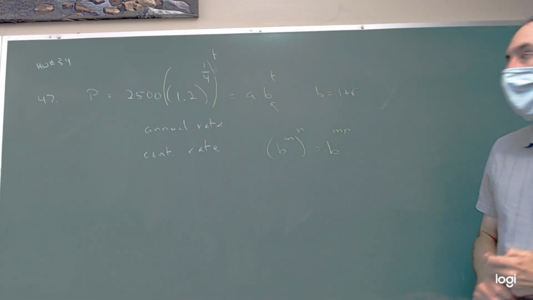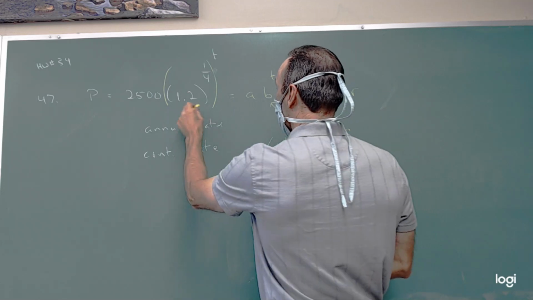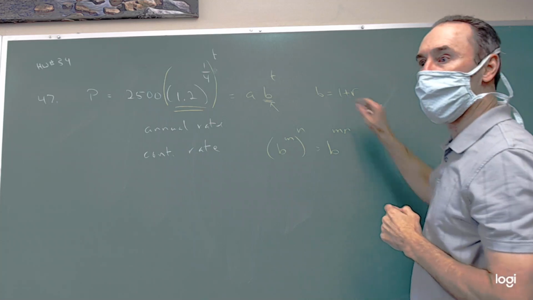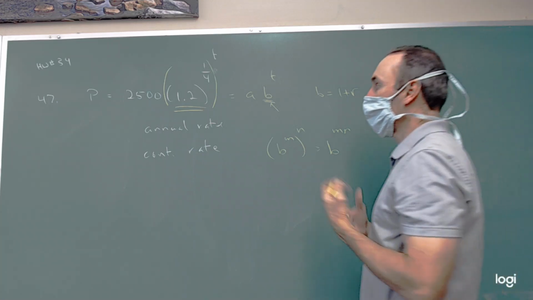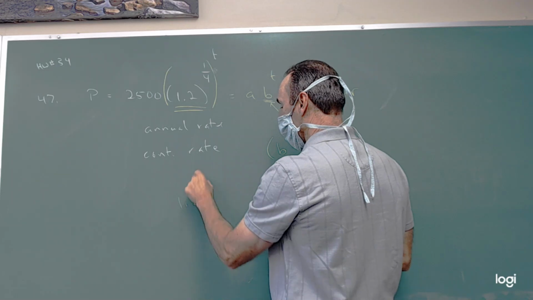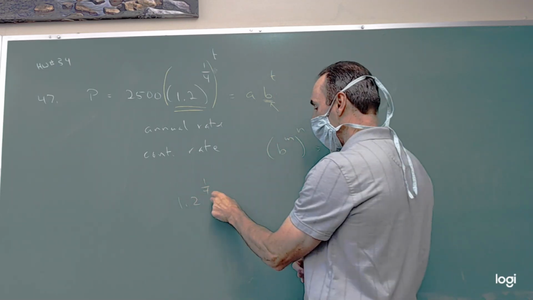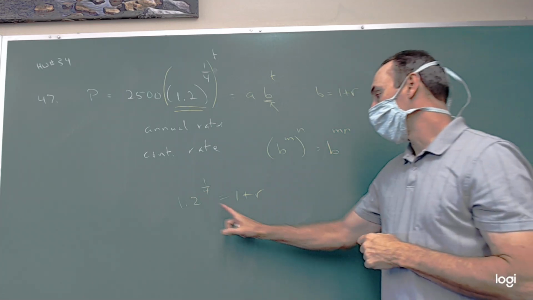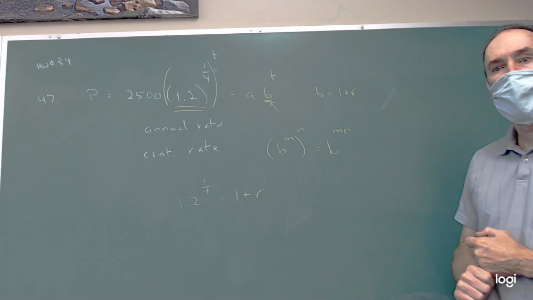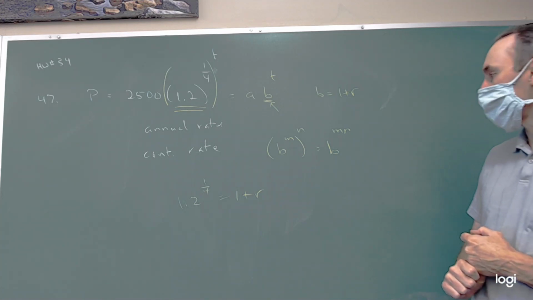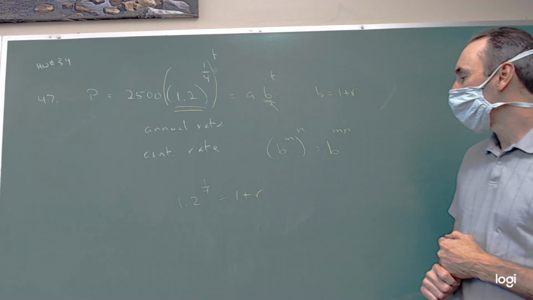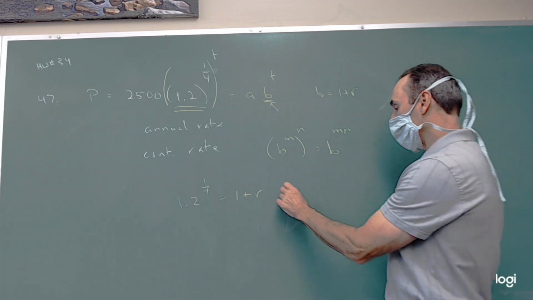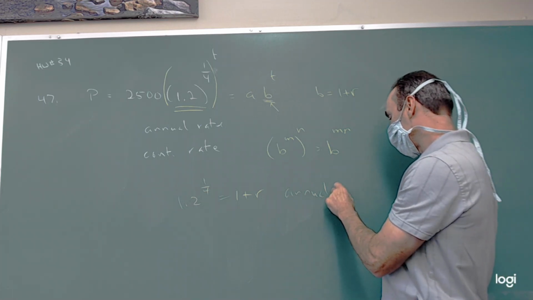Is that okay? And so now this part we can see is going to be our b, and that's going to hold in it the r. So on our calculator, we go 1.2 to the 1/4 power and call that 1 plus r. Then we'll subtract the 1 and make it into a percent. That makes sense from there? So that's going to give you then the annual rate. So this is now our annual rate.